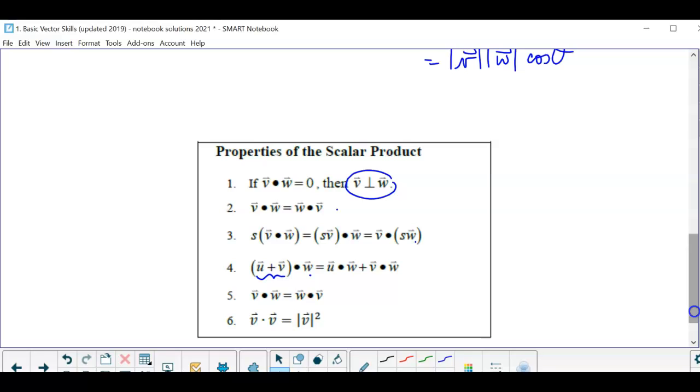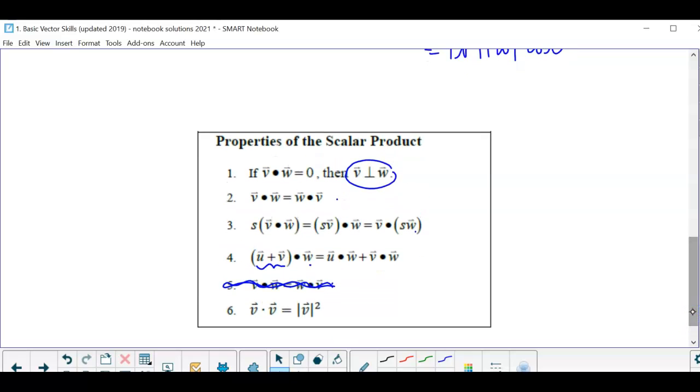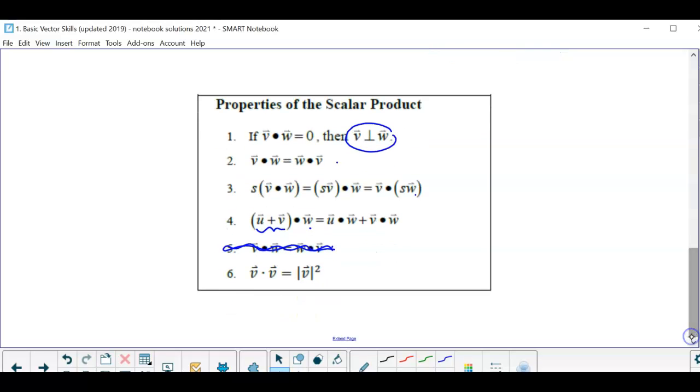And this one is a repeat. So that is out. And then when you take the dot product of a vector with itself, you get the magnitude squared. Okay, so that's kind of an important one too. It's helpful sometimes, right? Really, that means the angle between the two vectors is 0. And so when you take cos of 0, it's 1. So you get each vector magnitude multiplied by itself.